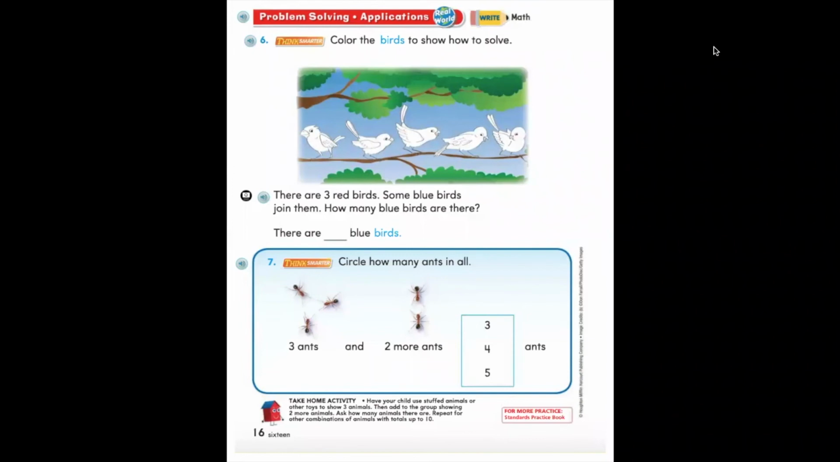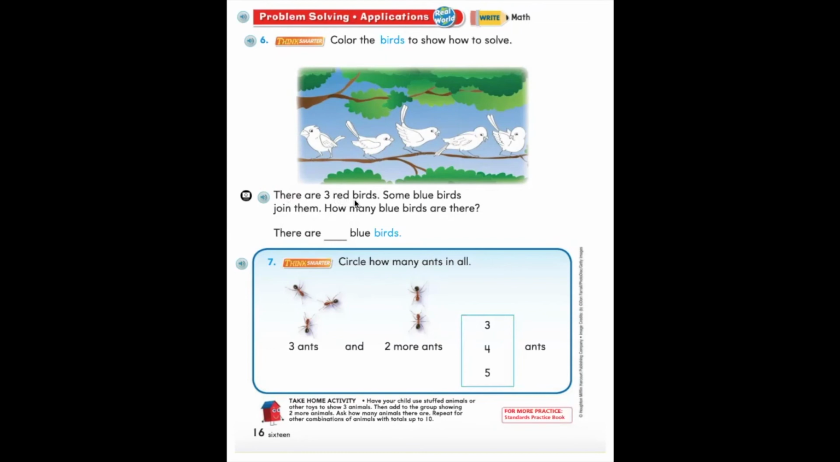All right, go ahead and flip over to page 16. On page 16, we're continuing with more word problems. So let's read number 6 to start with. Number 6 says, color the birds to show how to solve. So we're looking at our picture here. Underneath, our word problem says, there are 3 red birds. Some bluebirds join them. How many bluebirds are there?